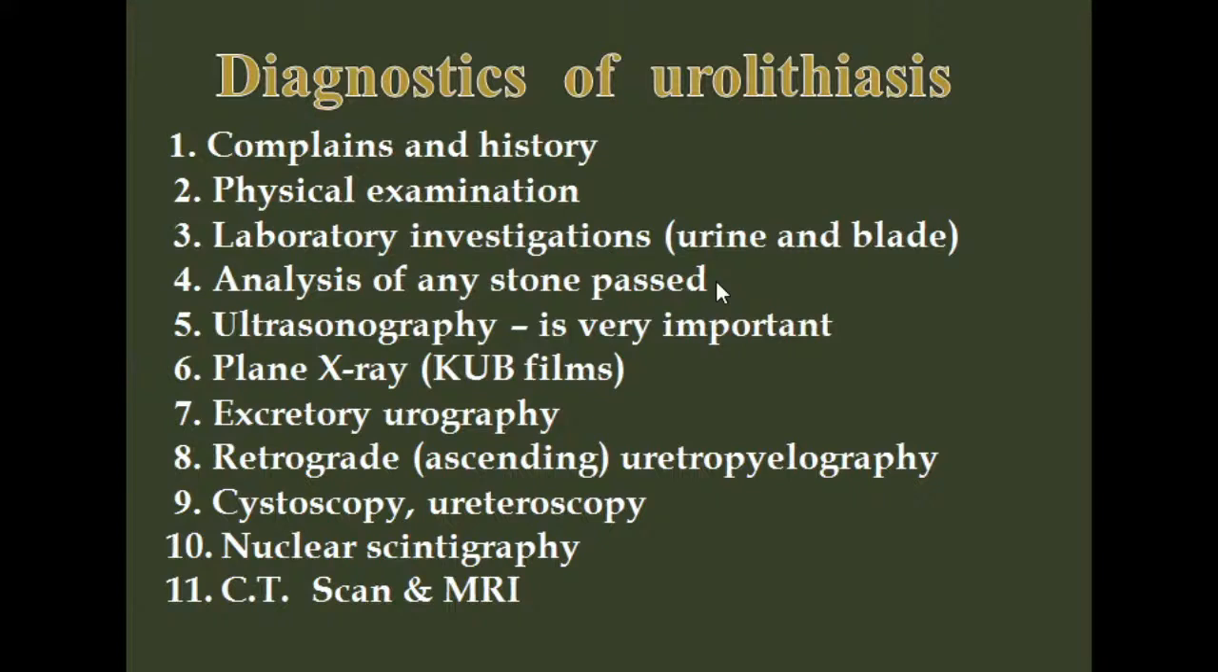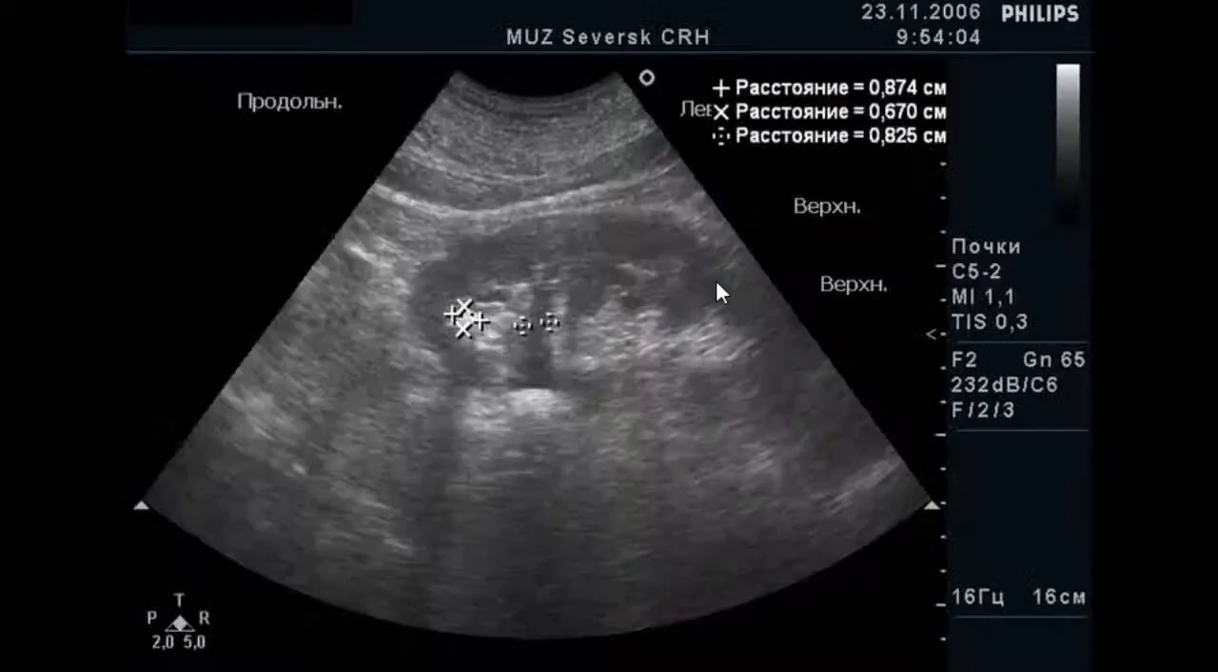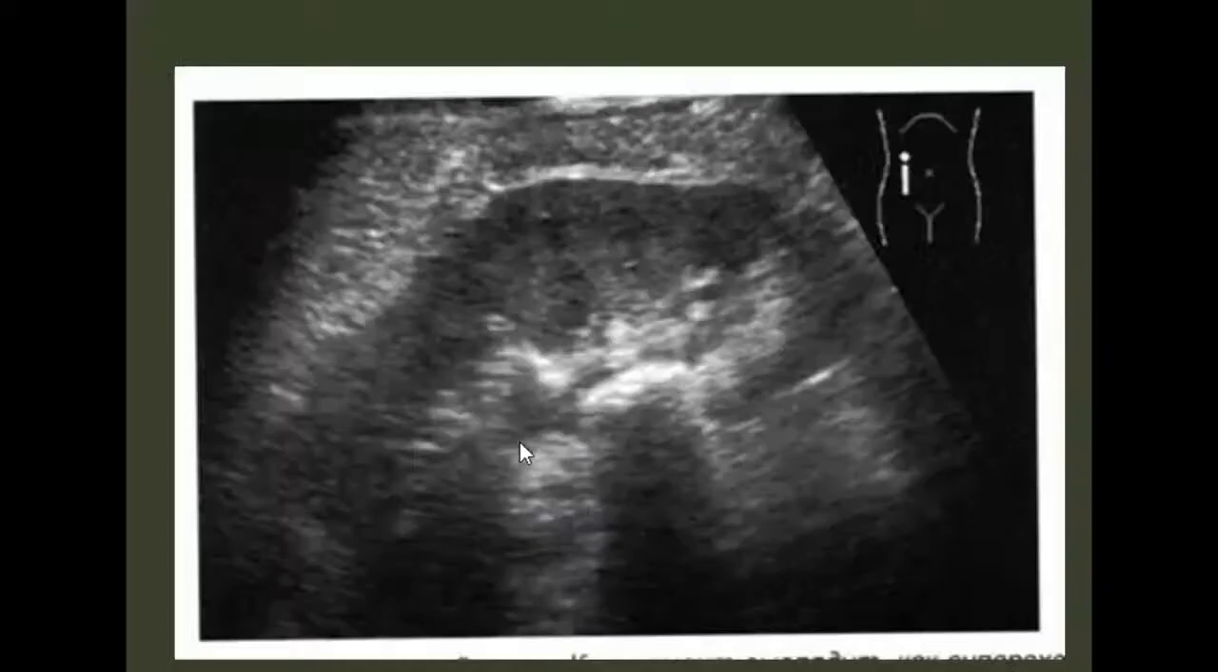Retrograde ascending ureteropyelography, when we introduce contrast substance upward through the ureter to the pelvis, cystoscopy, ureteroscopy, and radiological investigation allows us to estimate urine flow, and CT scanning and MRI, these modern methods which allow us to determine these stones. In this picture, you can see a stone of the kidney and shadow behind it.